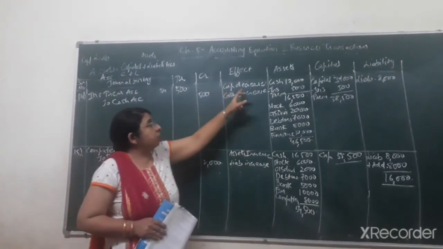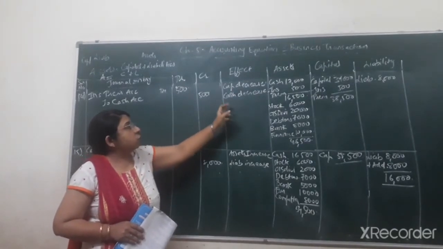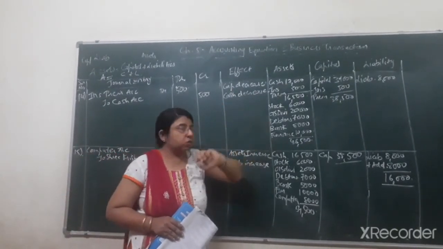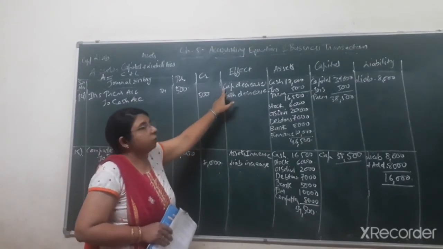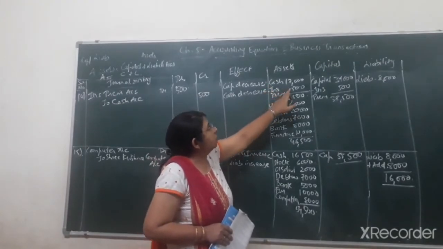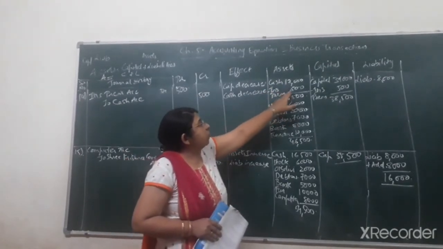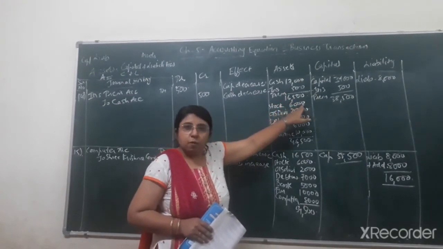So capital would be decreased by that amount of expense, and due to the expense being paid in cash, the cash balance would also decrease. So one effect would be in cash, that is in assets, and another effect would be in capital. You can see the previous balance of cash was 17,000 minus the insurance premium paid, that is 500. So now the cash balance is reduced to 16,500.